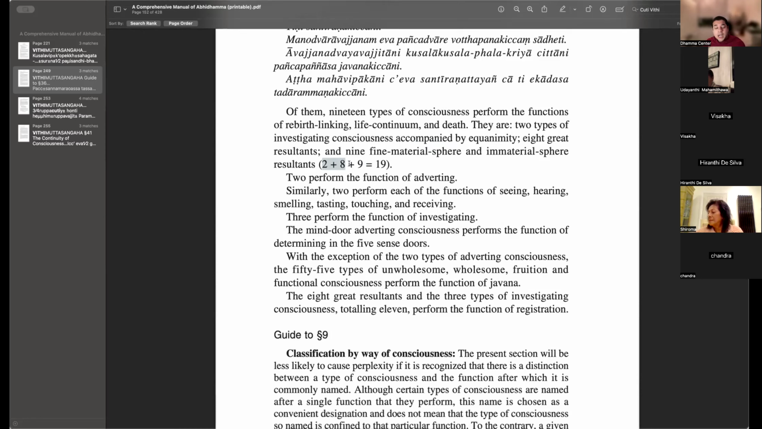2 Sampradhan Santirna Chittas, investigating Santirna Chittas, and the 8 Maha Kusala.